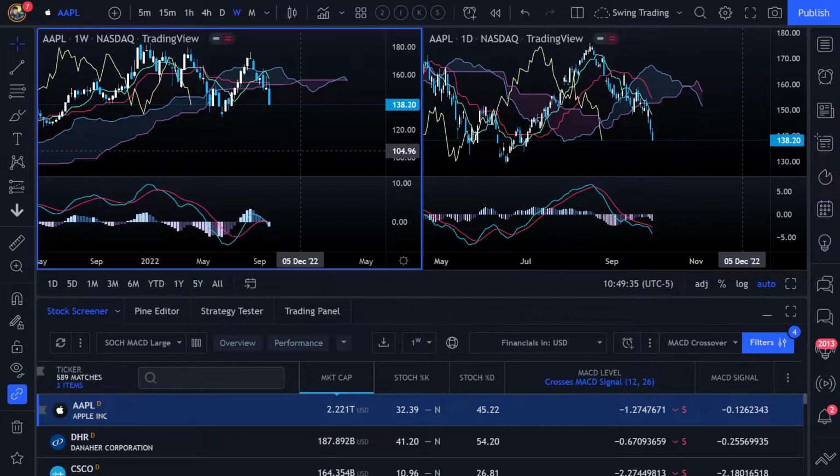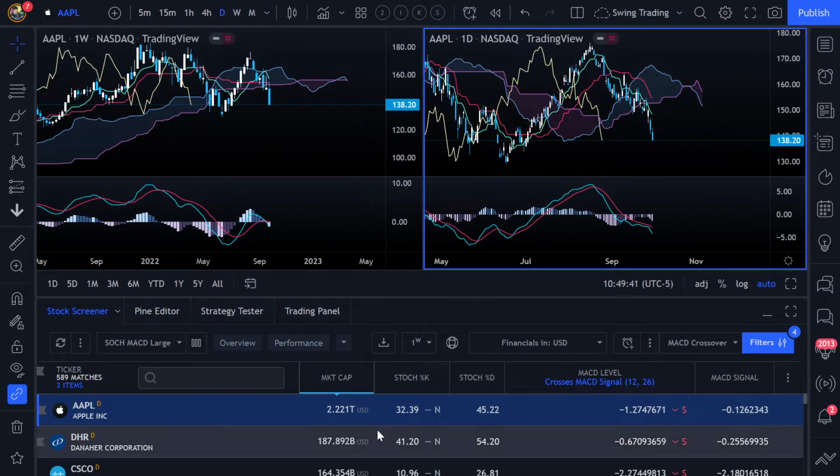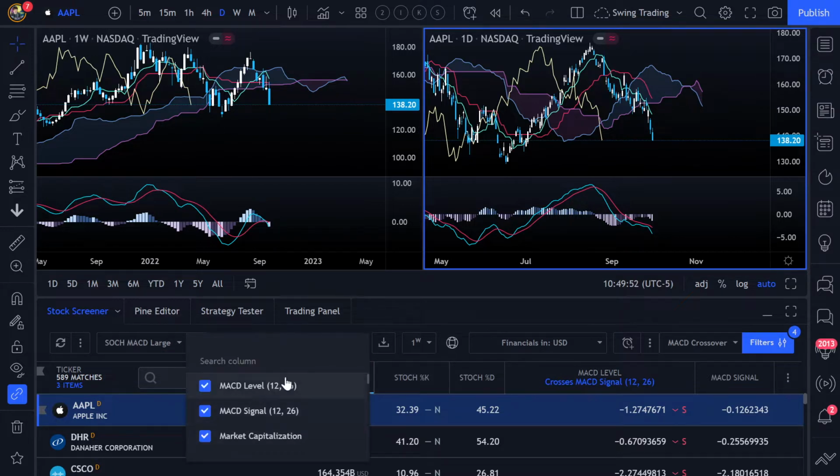So what you see on the screen is the weekly chart on the left and the daily chart on the right. And these are the parameters of the stock screener that I am using. You can see that I am only displaying the MACD level, MACD signal, market capitalization, stochastic, percentage D, and percentage K.